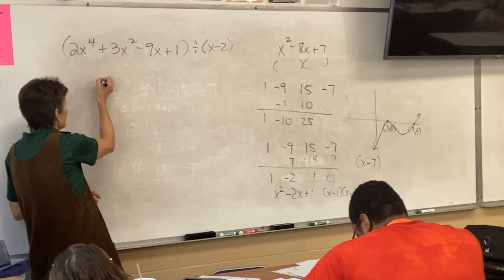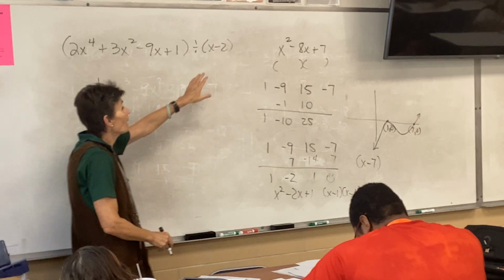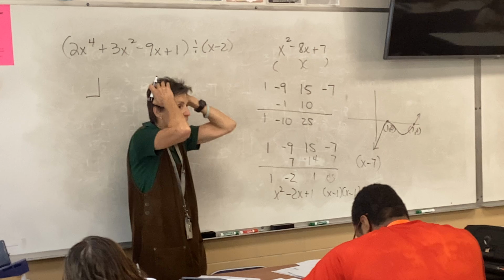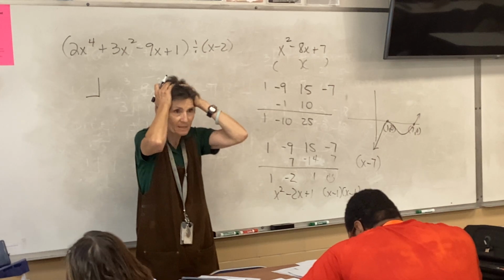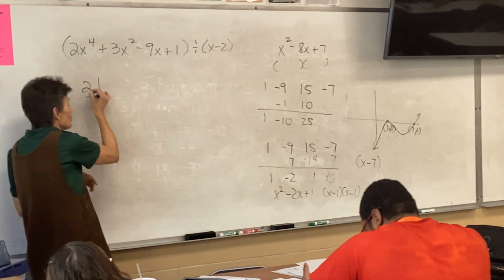So what am I going to put out here in my box? 2. Positive 2. Then what do we know about parentheses? What has been our theme always? It's the opposite. It's the opposite. So we're gonna put a 2 here.